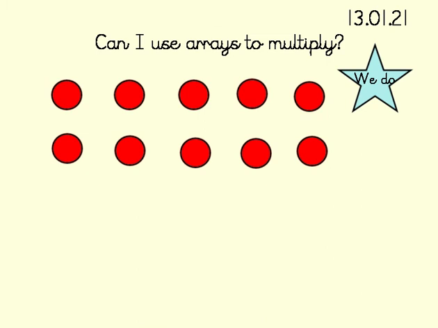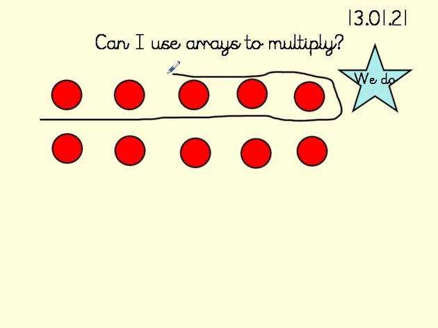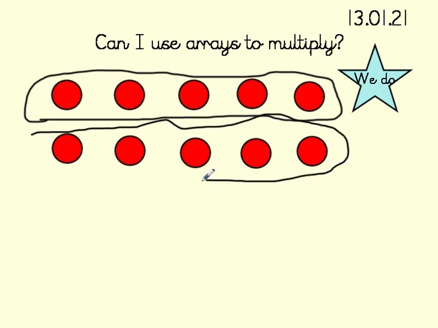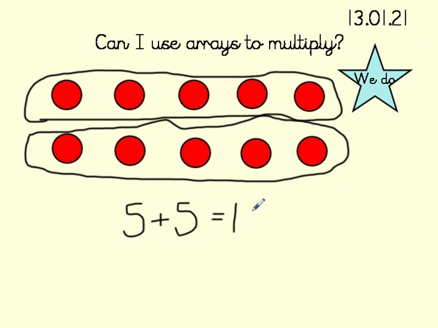Let's have a think about this one here. Can we go straight to writing a multiplication sentence? Let's have a go first of all at splitting this into rows. So I've got one row with 5 counters in, and I've got 2 rows with 5 counters in. Let's have a think. That's the same as saying 5 add 5, and I know that 5 add 5, or double 5, equals, that's it, equals 10.